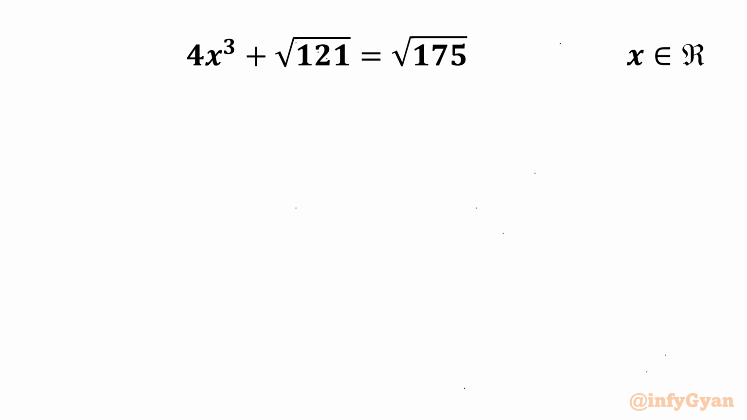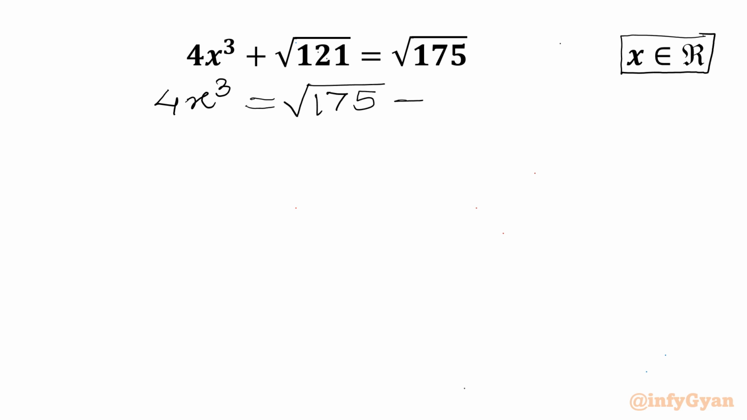In this video, we have another very interesting question from radical equations. Here we have to evaluate real x if the equation is 4x cube plus square root 121 equal to square root 175. So let's get started. I can write 4x cube equal to square root 175 minus square root 121.